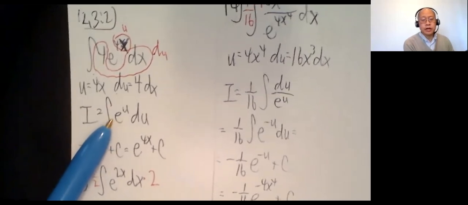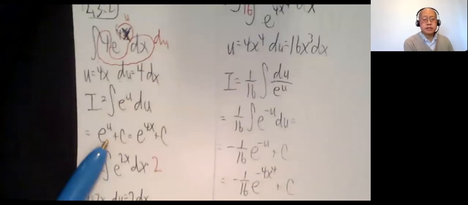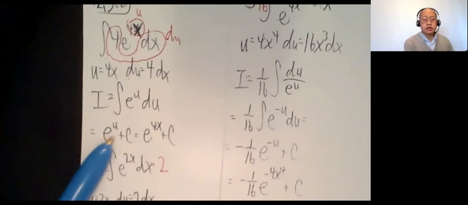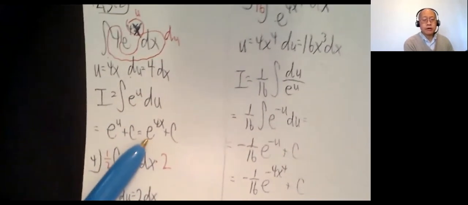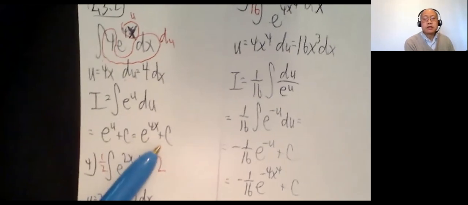Very easy. So what's the integral of e to the u? e to the u plus c. And then just change u back to what it was. It was 4x. Final answer, e to the 4x plus c.